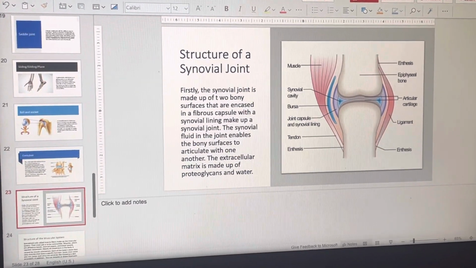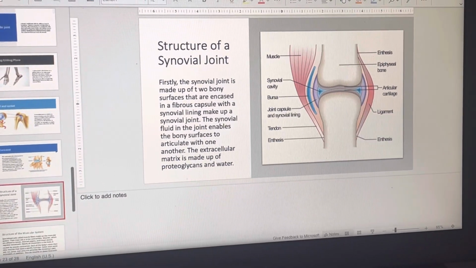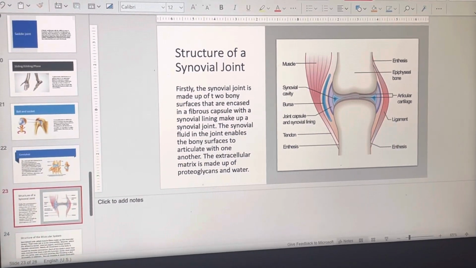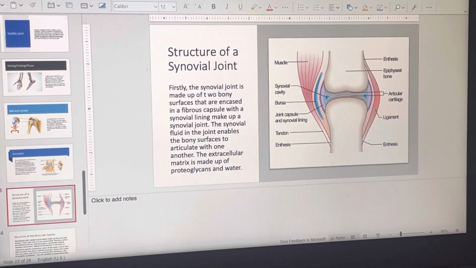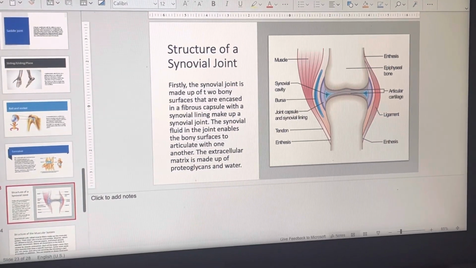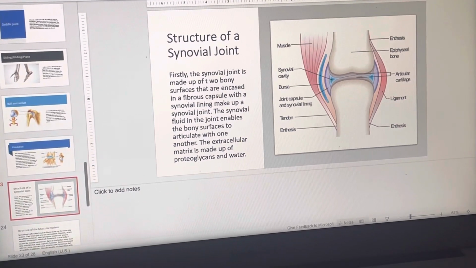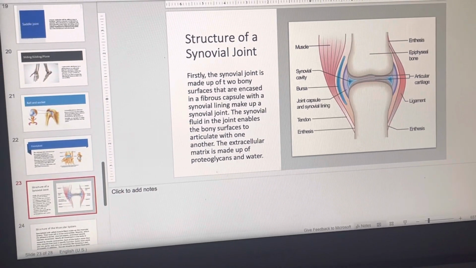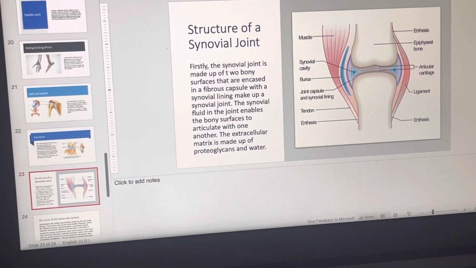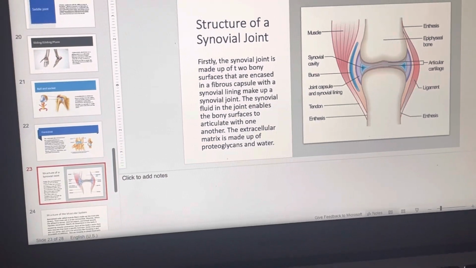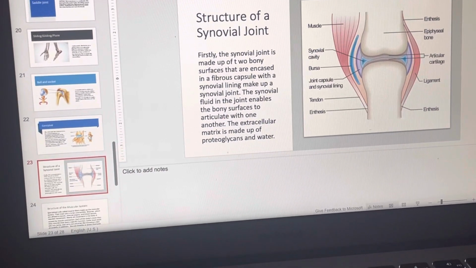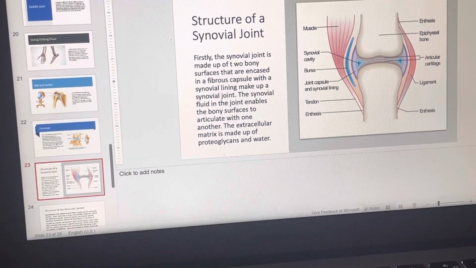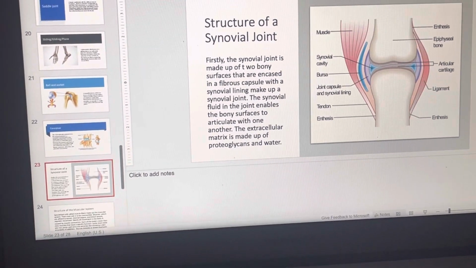The structure of the synovial joint. The synovial joint is made up of two bony surfaces that are encased in a fibrous capsule with a synovial lining. The synovial fluid in the joint enables the bone surfaces to articulate with one another. The extracellular matrix is made up of proteoglycans and water.